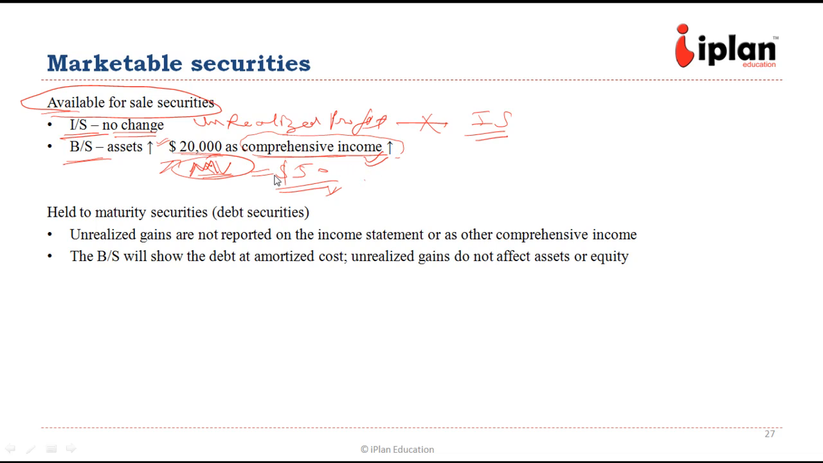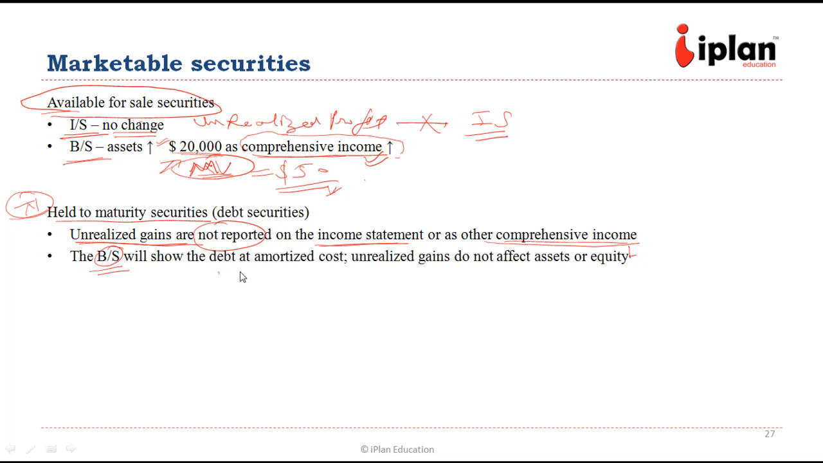So we purchased them at $30. $20 was the gain per share as comprehensive income, and market value is $50. Now let us look at the third case where we are keeping them at held to maturity. As we know, in these cases as well, the unrealized gains are not reported to the income statement. Just as earlier, it is not even included in the comprehensive income and the balance sheet.